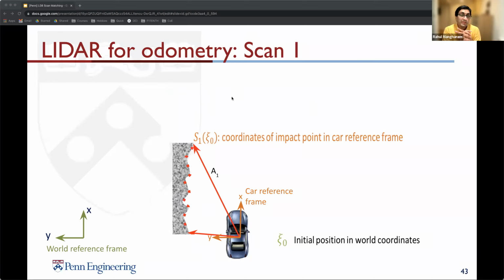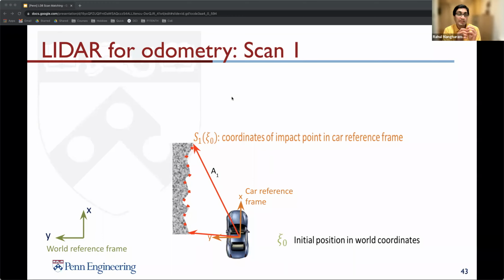At time zero, assume the car knows where it is in the world. Let that absolute position be psi 0. The car also has acquired a scan at time 0, and I show part of it as red dotted lines along the jagged wall. S1, shown in orange, is the position of the impact point of beam A1 on the wall.